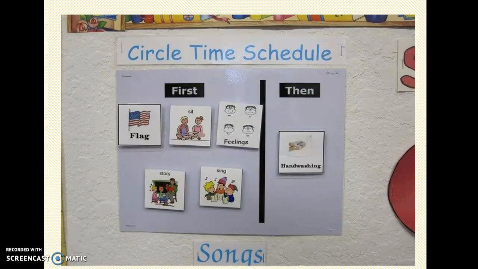Here's an example of a circle time schedule. So it shows everything that is going to be happening first and then what's going to be sequenced out next. So first we're going to do the flag or the Pledge of Allegiance. Then we're going to sit. We're going to go through our feelings, story time, sing, and then we're going to do hand washing. So it sequences the idea and students know what is to come. And also as students complete tasks, icons can be removed to show that they have been completed.